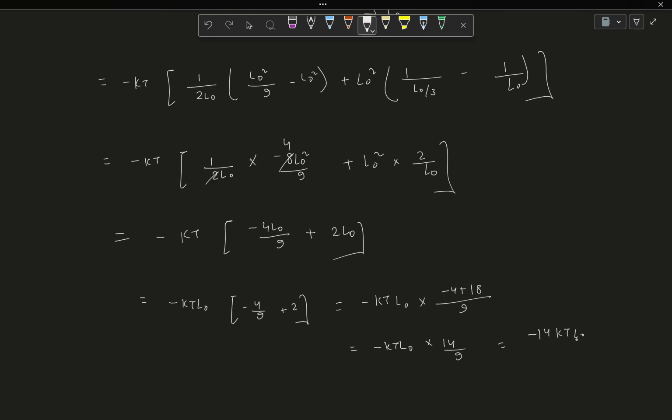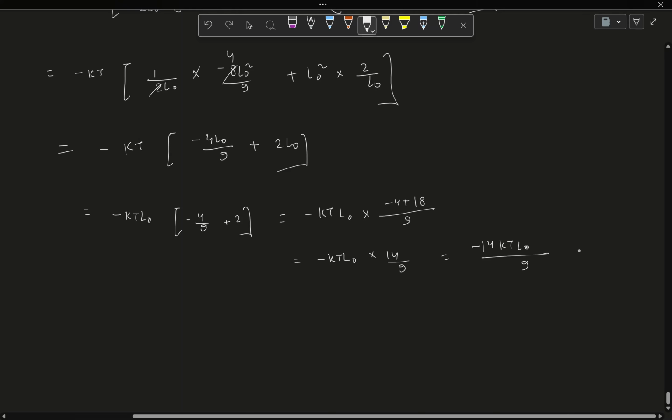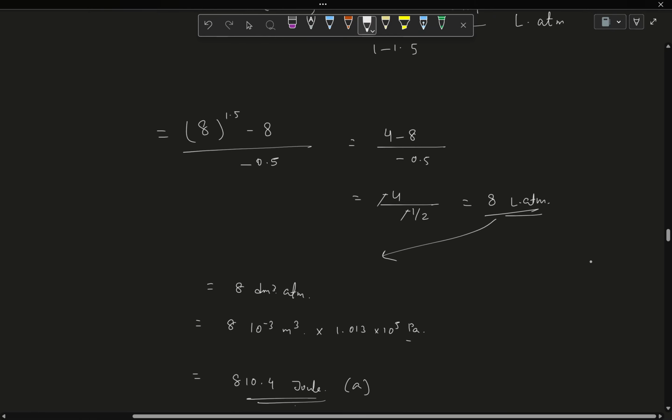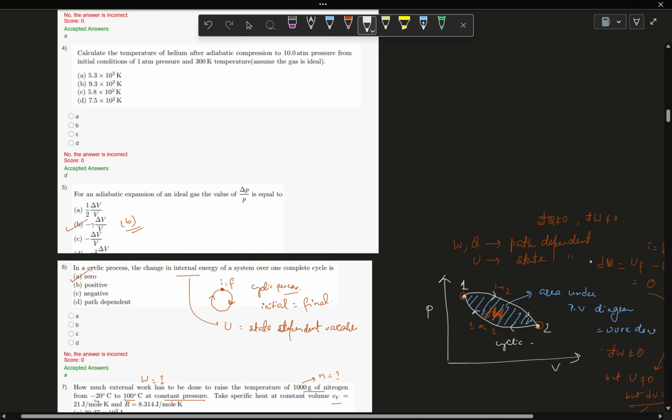kT L naught by 9. So this is your option number D. You can check that this is option number D in the previous question.